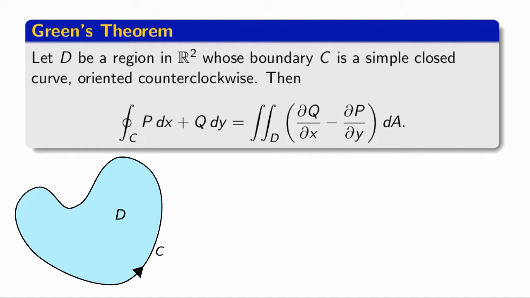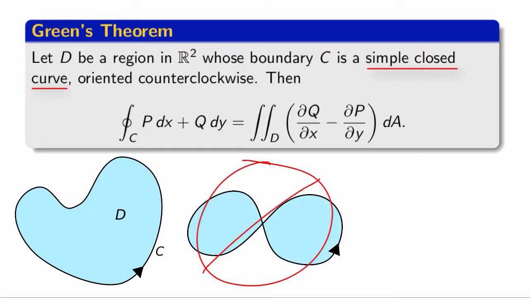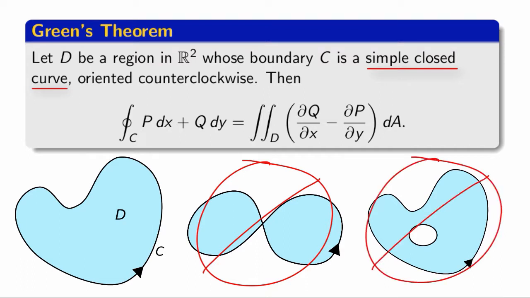For purposes of applying this theorem, a simple closed curve is basically a curve that does not cross itself. It will also be desirable for the region D to not have any holes in it. It's possible to deal with these cases, but additional care is required, so let's just ignore these types of curves and regions for the moment.